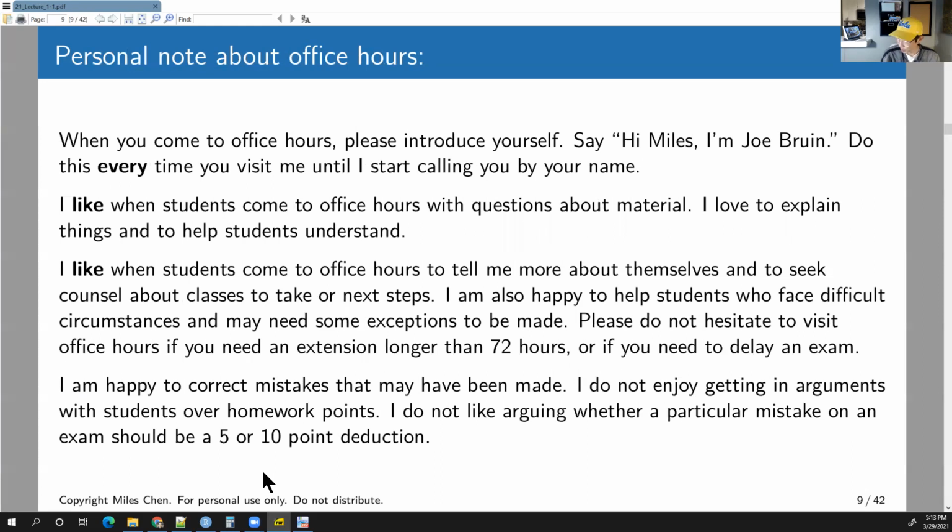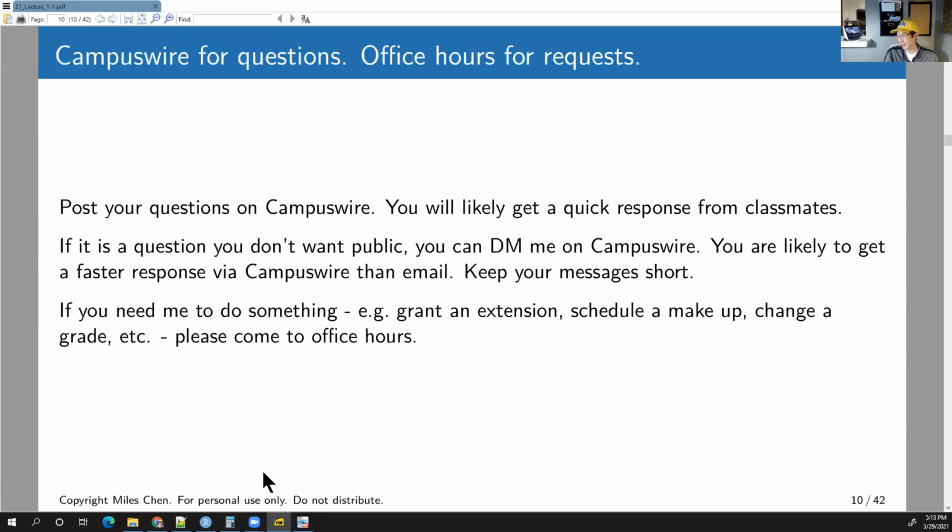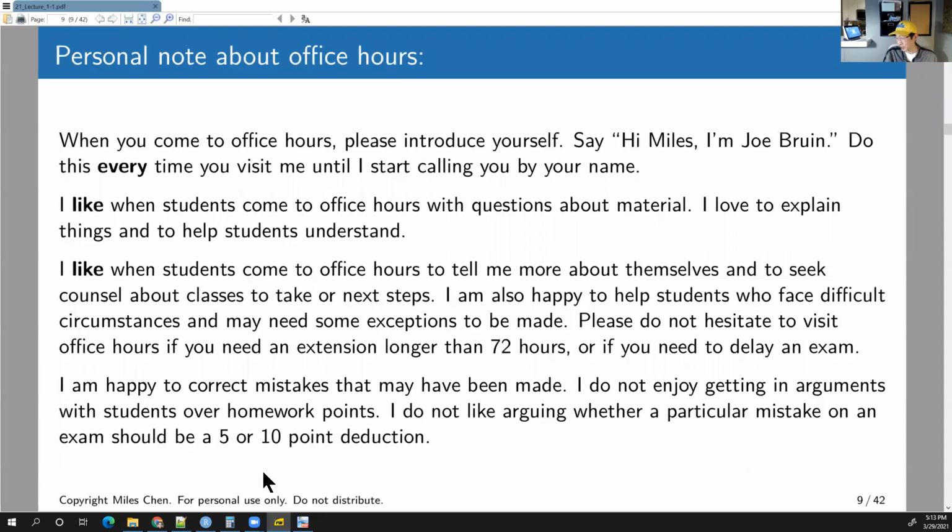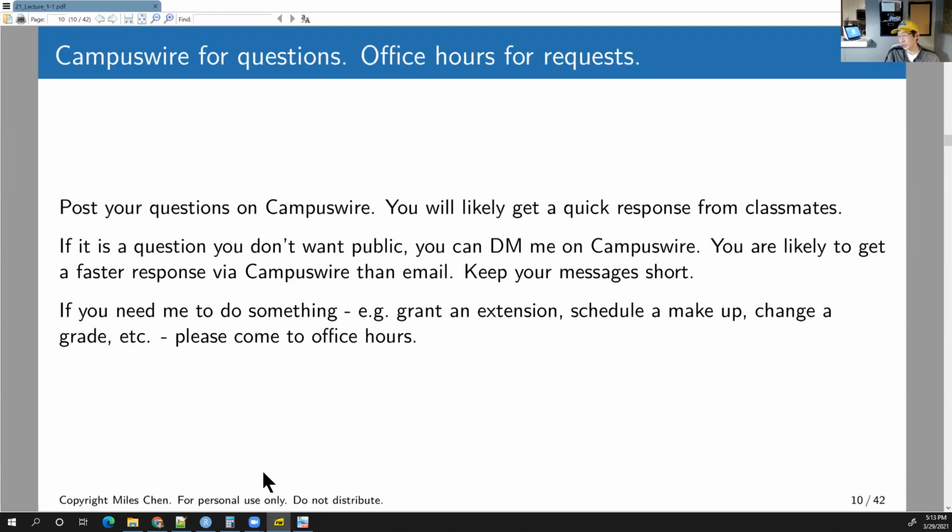Oh, this seems a little out of place, but yeah, come to office hours, and I like when students come to office hours. The only thing I don't like is getting into an argument about how many points an error is, and it hasn't happened in a while. Maybe because I say I don't like that, but if we make a mistake in grading, I'm happy to correct any mistakes in grading, but I just don't want to get in an argument saying this mistake should only be worth this many points and you took off that many points.